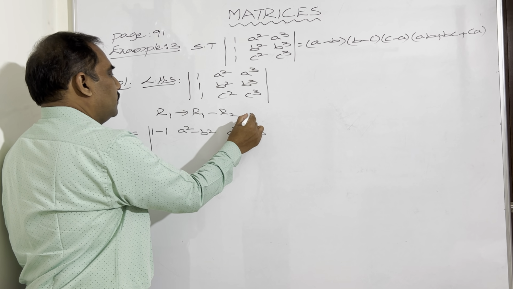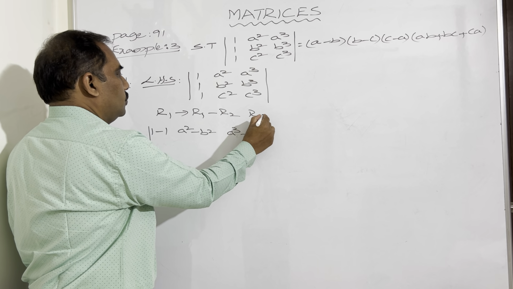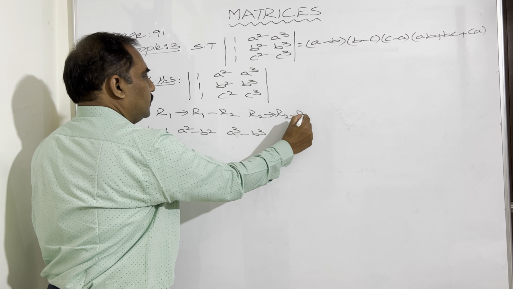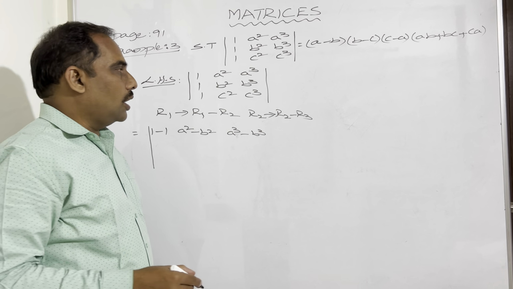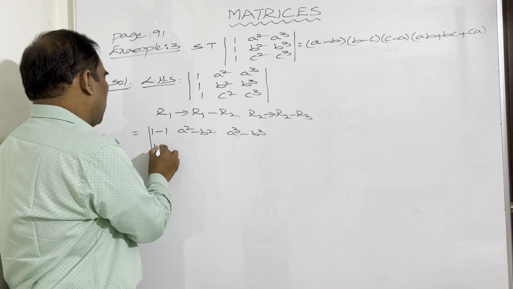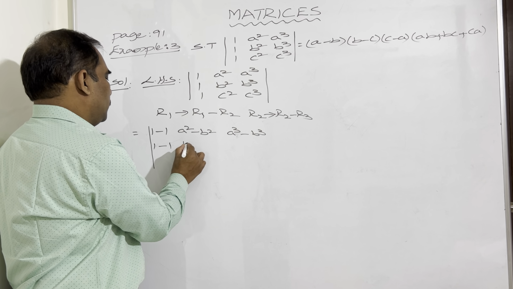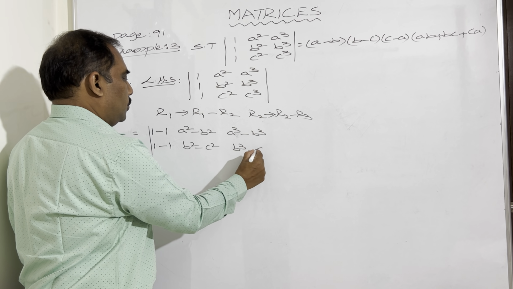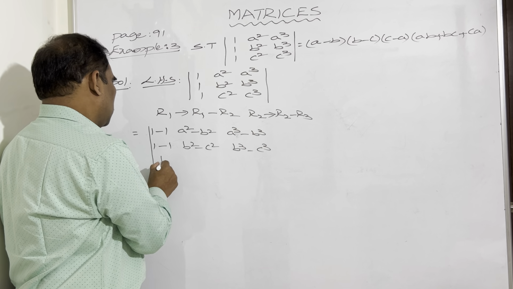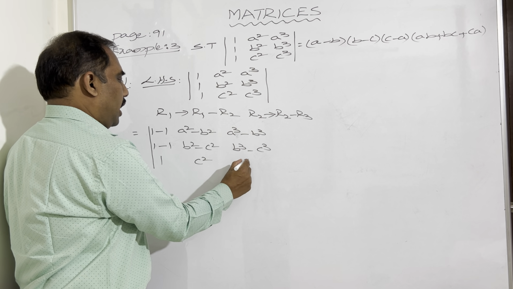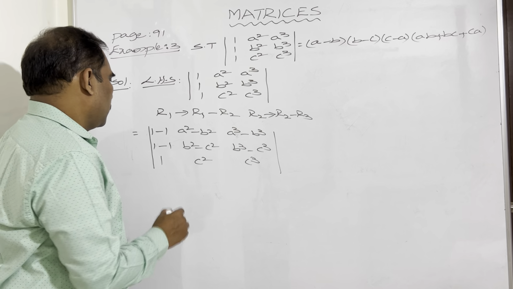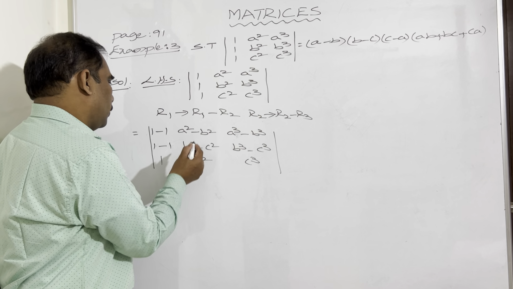And further, what I am doing is replacing R2 with R2 minus R3. Now what happens here? 1 minus 1, so this is b square minus c square, and here b cube minus c cube. The third row is written as it is. Now if you observe, 1 minus 1 is 0.